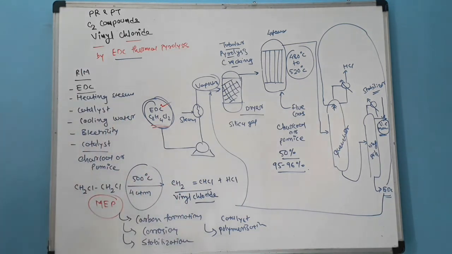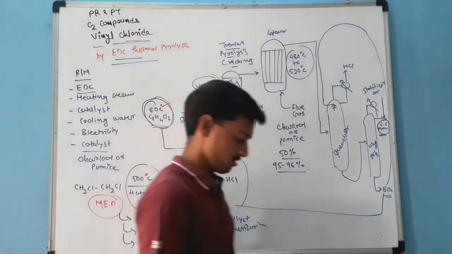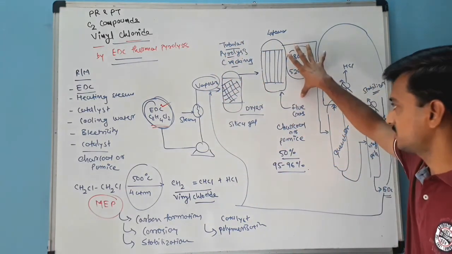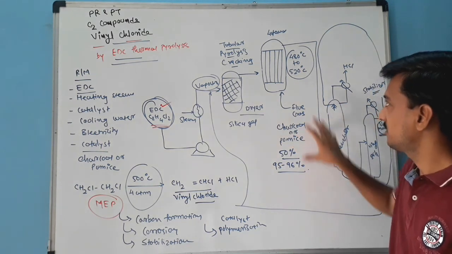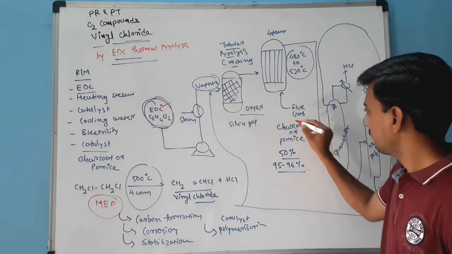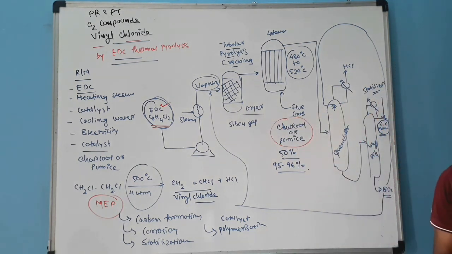Okay, got it? So this is the end of vinyl chloride by EDC thermal pyrolysis. You just have to remember the conditions, conversion, yield and catalyst. This is useful for better scoring. Okay, thank you.